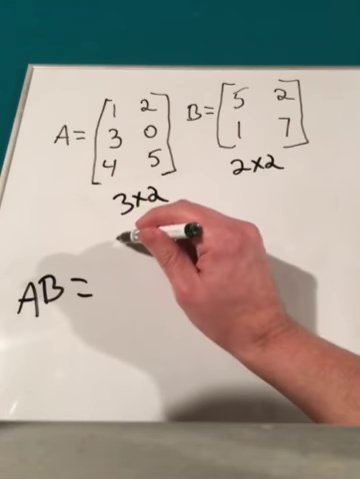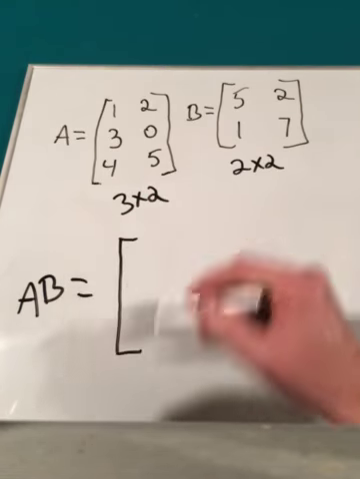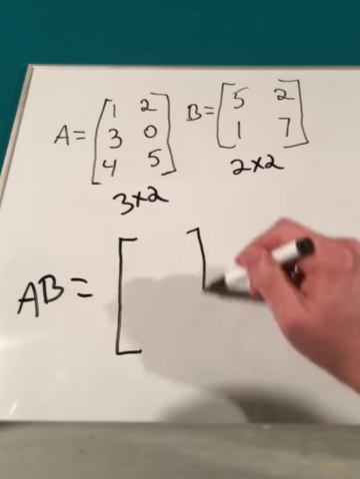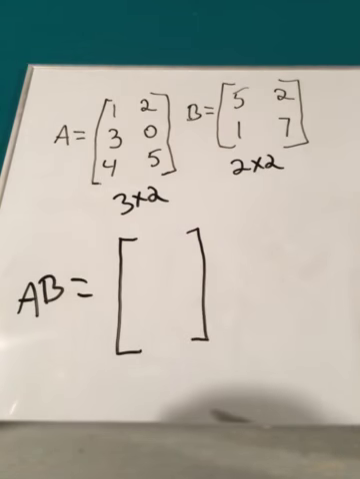We can set this up as we're going to have 3 rows, so 1, 2, 3 rows and then 2 columns. So something like that. We're going to have 3 rows and 2 columns. Okay. And then how do we find what the entries are?